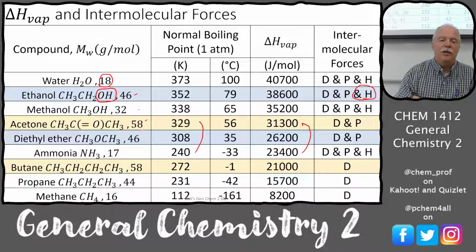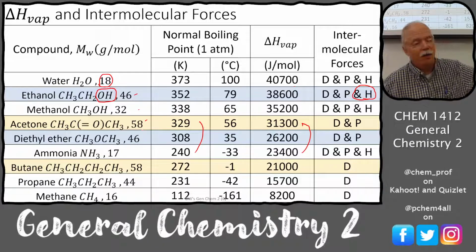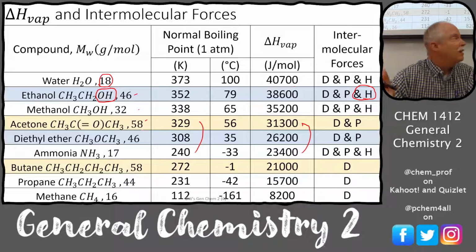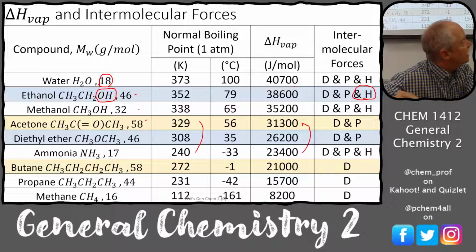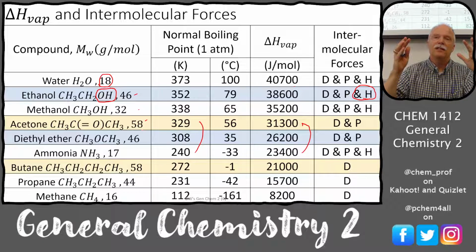So ammonia, let's see, it's got 5, 8. So it has 10 total electrons in it, okay? And water, it has 10. So they have the same number of electrons. So it's not really a size of a cloud thing that's making water so much higher. It has to be the hydrogen bonding and the polarity too.